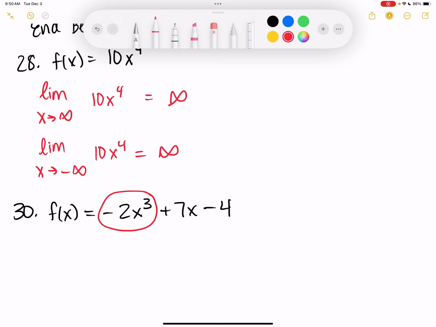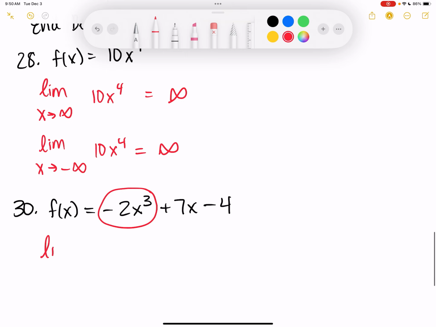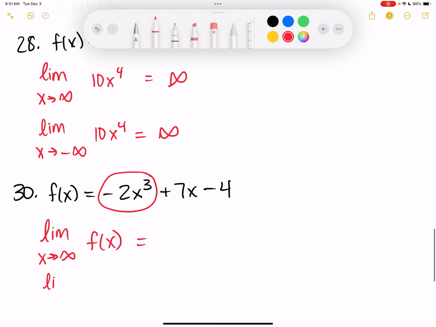All right, so the limit as x approaches infinity of f of x. Without having to rewrite the whole thing, you can just say f of x, it's referring to the thing above instead of having to write the whole thing out. That's fine. And then we're also going to have the limit as x approaches negative infinity of f of x.